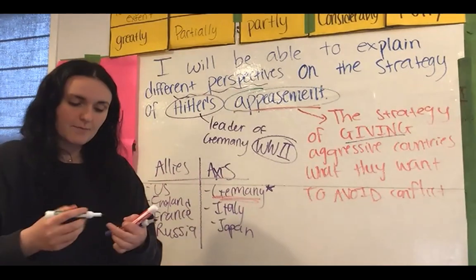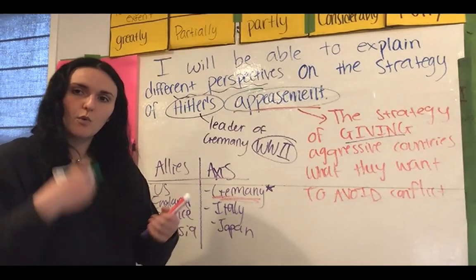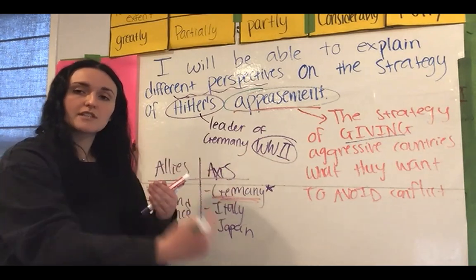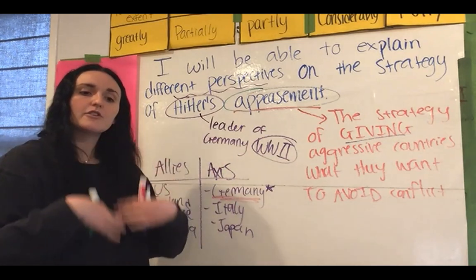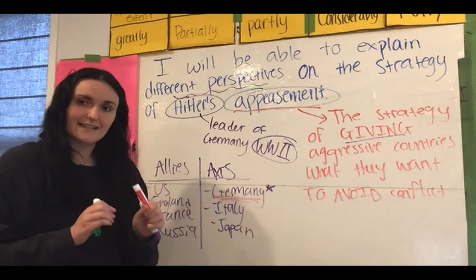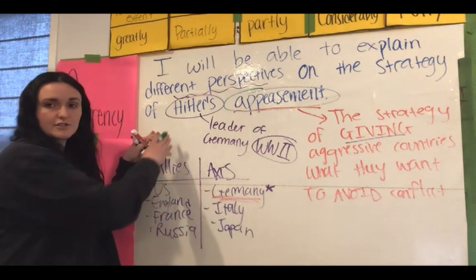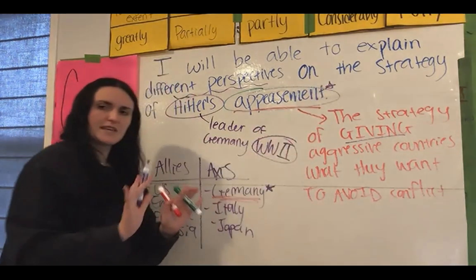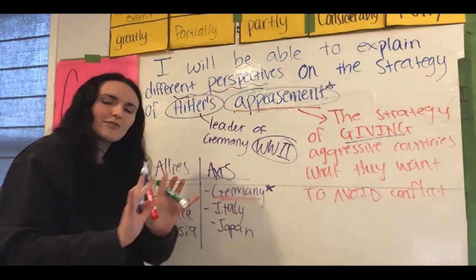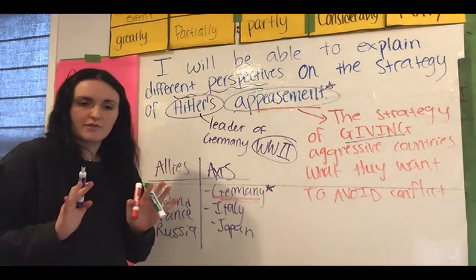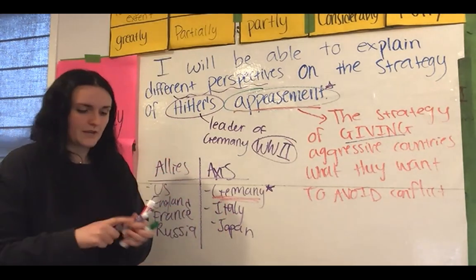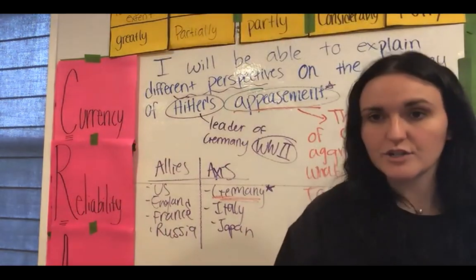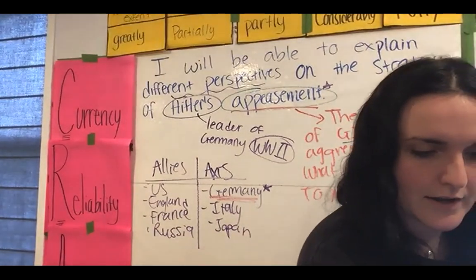First, I've got a quick BrainPOP video that shows you what kinds of aggressive action Hitler was taking in the years leading up to World War II. And then you're going to jump right into the main day's activity in order to understand different perspectives on this idea of just appeasing Hitler, leaving him alone, giving him what he wanted so that we could avoid World War II. So let's take a look at the video to figure out what kinds of aggressive actions Hitler was taking at this point.